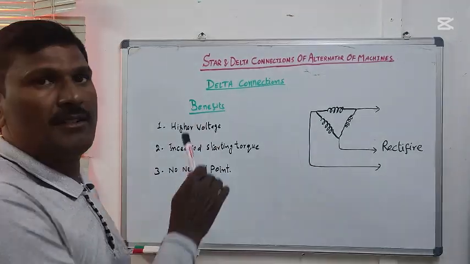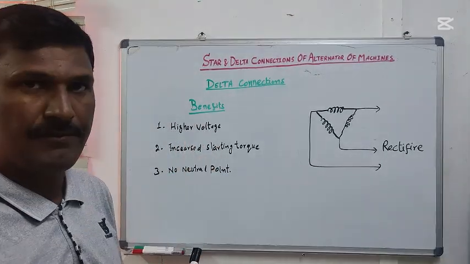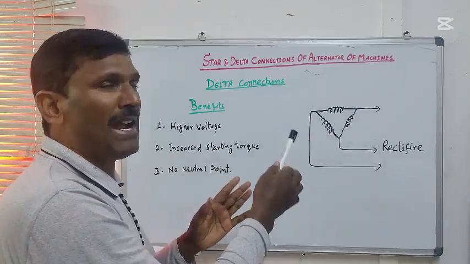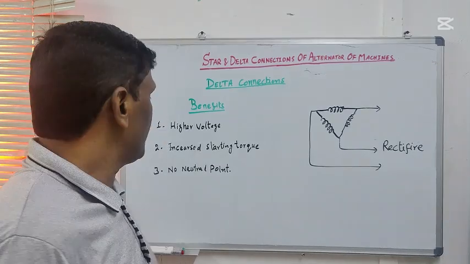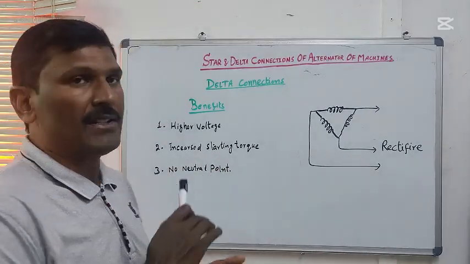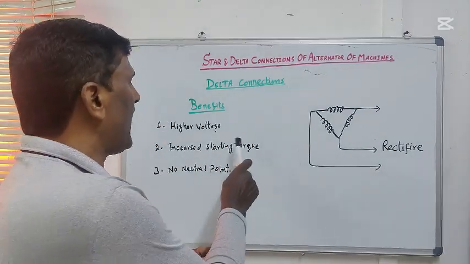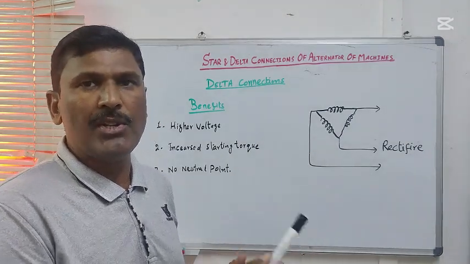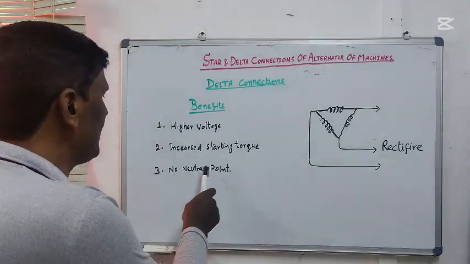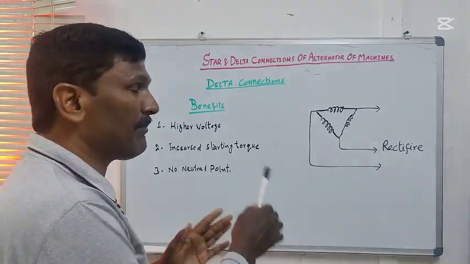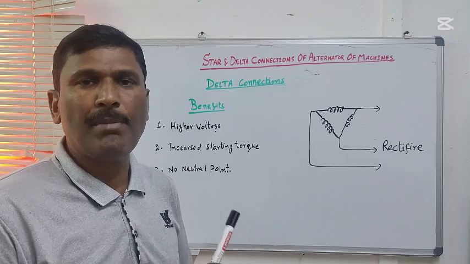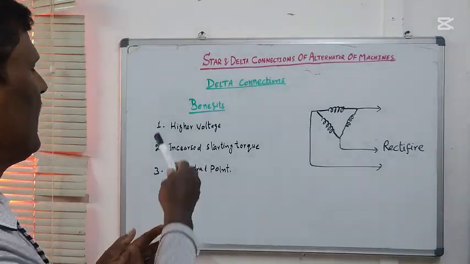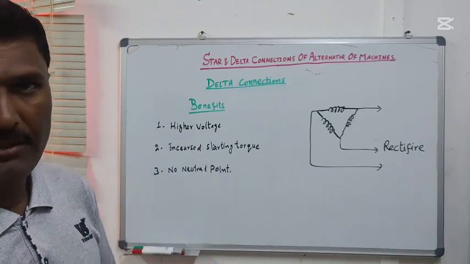So in benefits, first one is higher voltage. Each phase voltage is higher, allowing for better power delivery. Second one is increased starting torque. This is ideal for heavy equipment that requires more power during startup. Third one is no neutral point. This can simplify some systems, particularly in industrial applications. So these are the benefits of the delta connection.